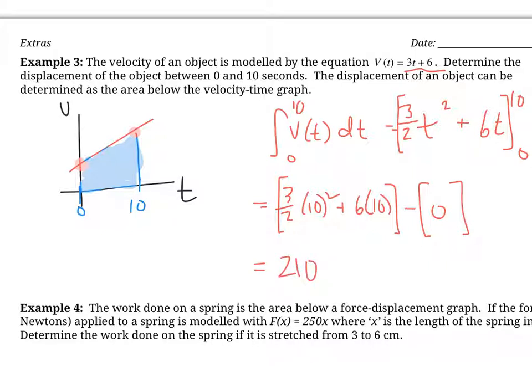If we look at our units, our velocity was in, it doesn't say our velocity actually. Let's say it's in meters per second. And let's say our time is in seconds. So what unit is this going to be in?